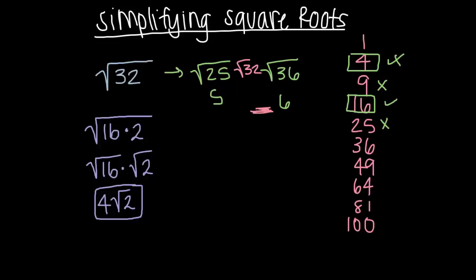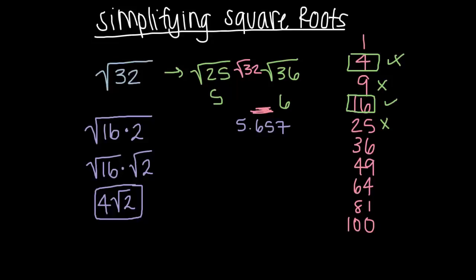Now if you pick up your calculator, which I'm going to do over here, and I type in the square root of 32 into my calculator, it gives me about 5.657. So that means that we were right when we thought that it was going to be between 5 and 6. And then if I type in 4 times the square root of 2 into my calculator, I get the same exact thing. I get 5.657.